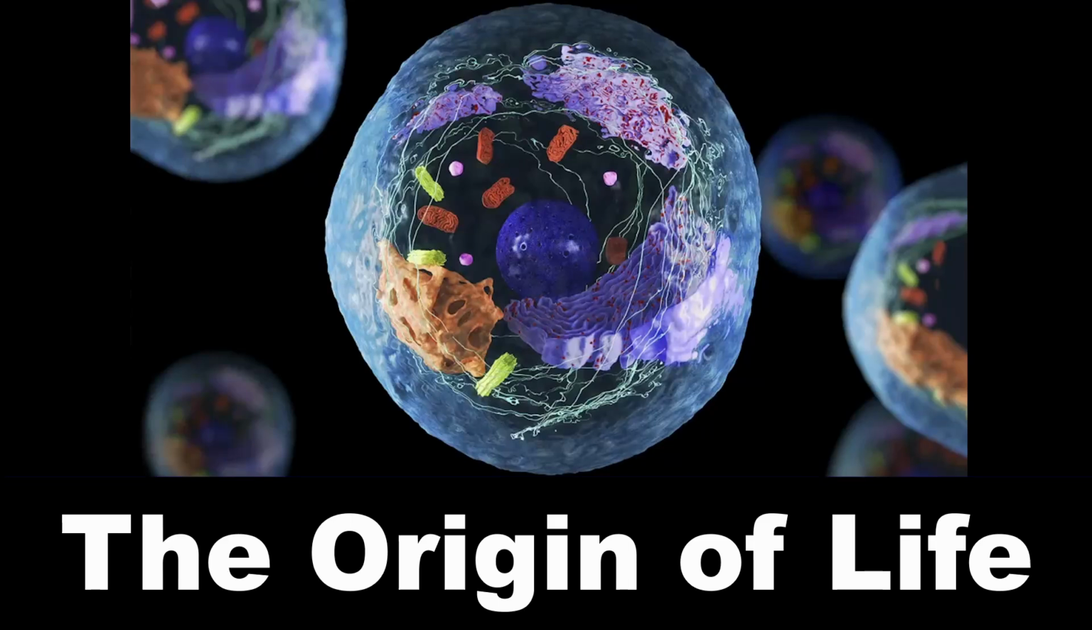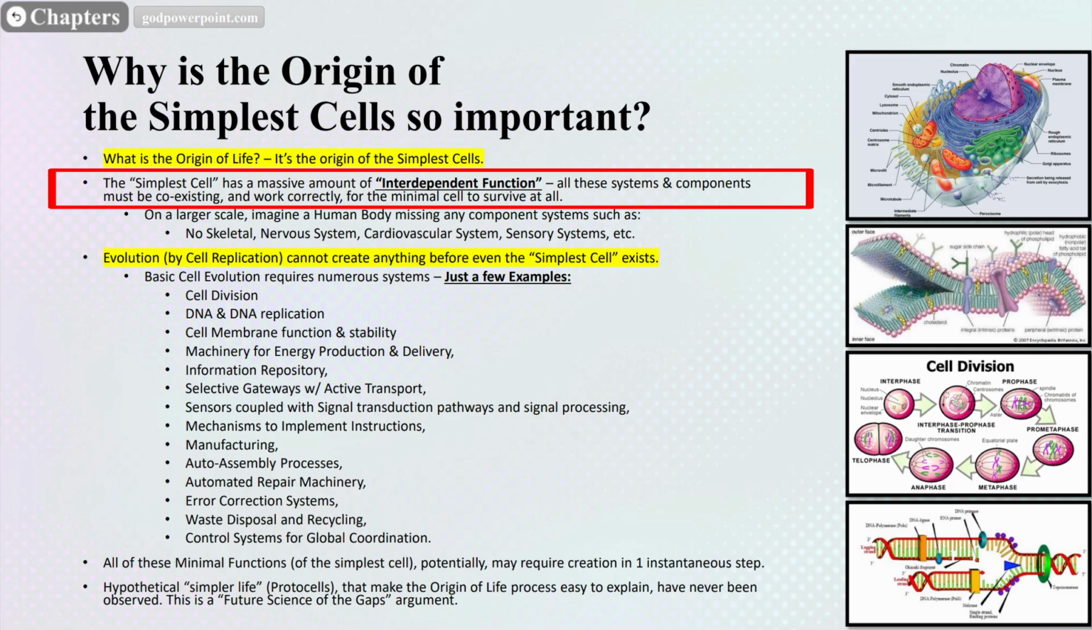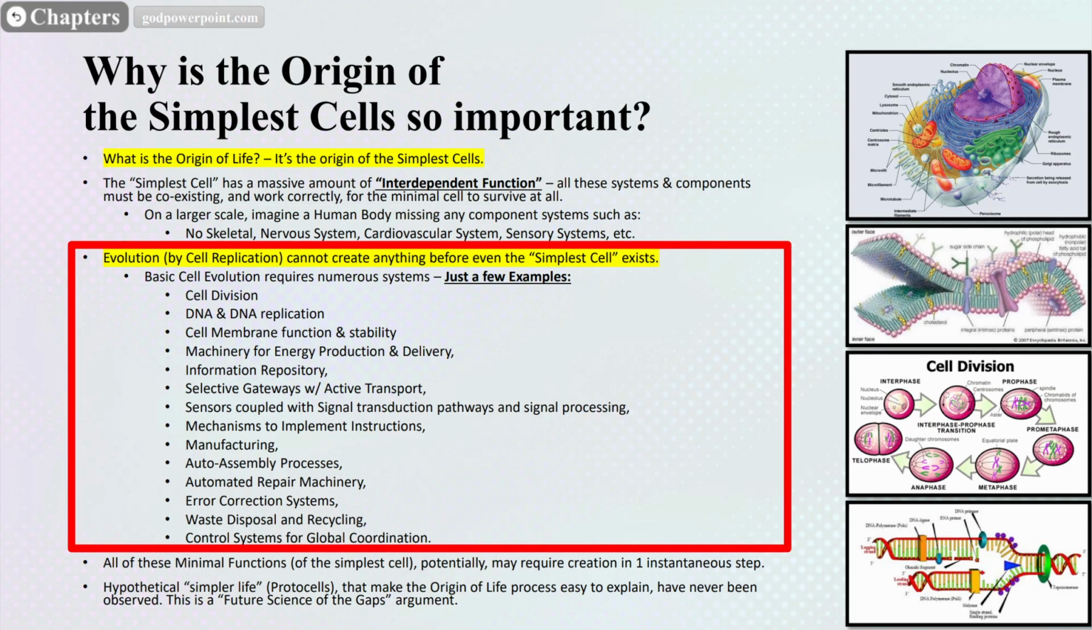The origin of life in the simplest cells, as evidence for the existence of God. The simplest cells are the basic unit of life. They have many different required functions, such as cell division, DNA and DNA replication, the cell membrane, and many other systems. Without these systems, the cell would not stay alive.